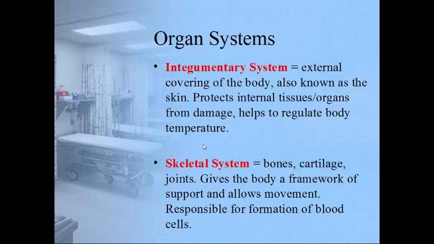Alright, next, the skeletal system. This includes all the bones and all the cartilage and all the joints that your body has. This is what helps give your body a framework to allow movement and also support. Now, your muscles have to have something they attach to so you're able to move. And it's also where various blood cells are made. That's something that we'll talk about in a future chapter. So all white blood cells, all red blood cells, all platelets are all actually made within bones.